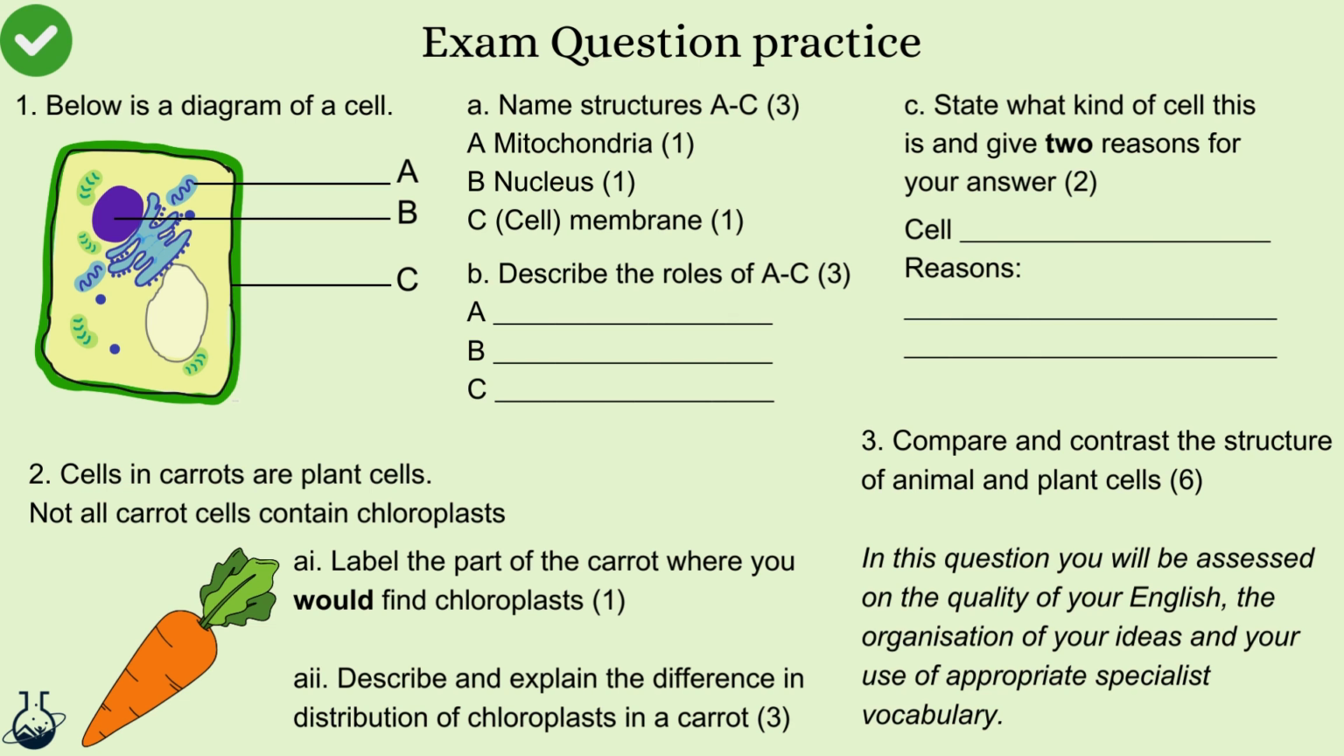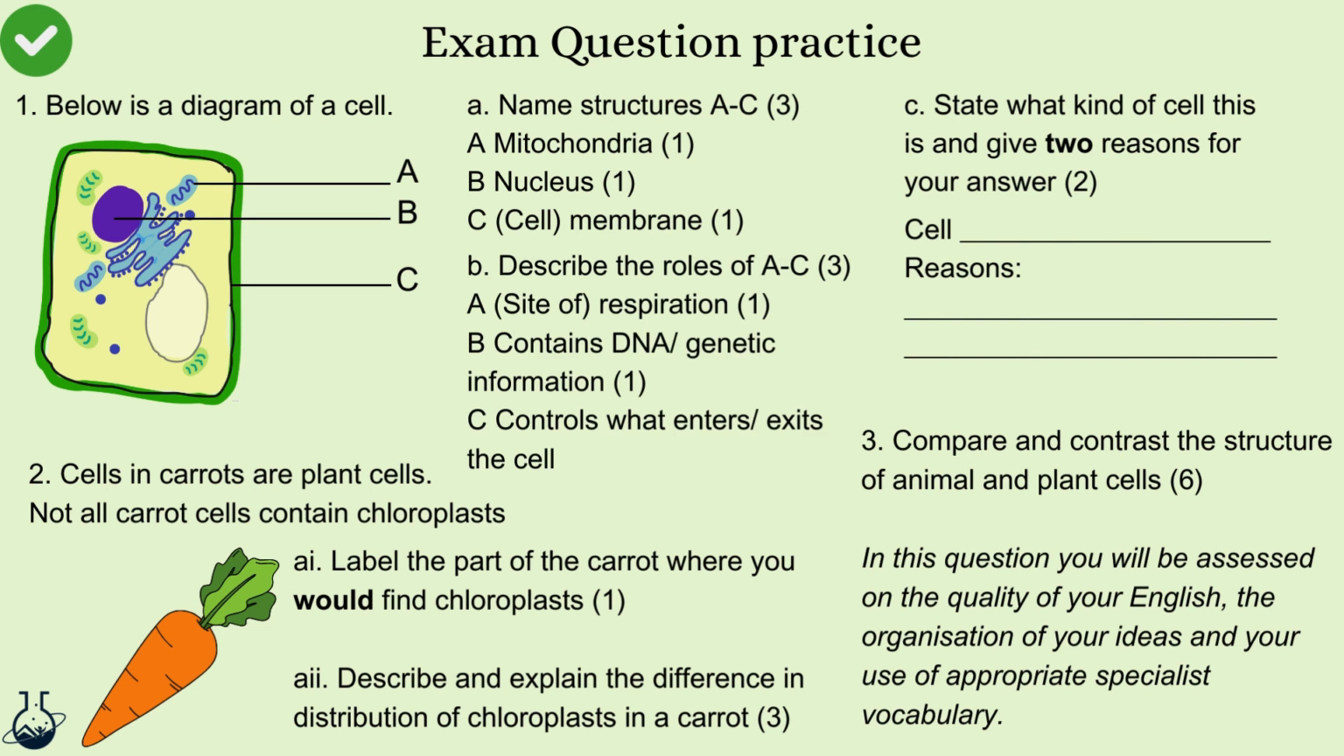1b, describe the role of structures A to C. A was the mitochondria, so therefore this is the site of respiration. B was the nucleus, which contains genetic information, or DNA. And C was the cell membrane. It controls what enters and exits the cell.